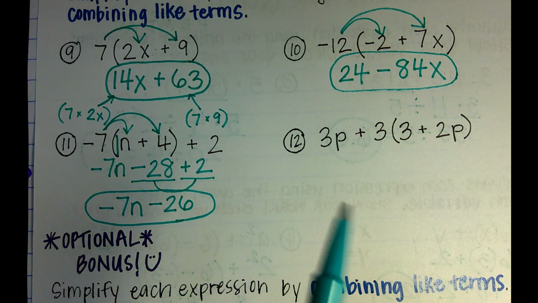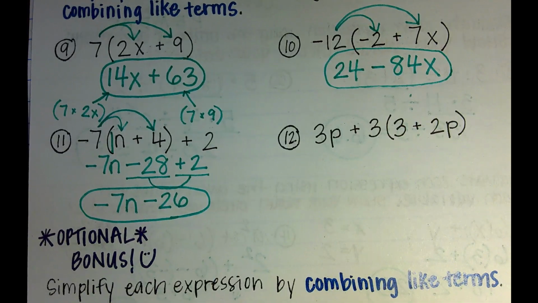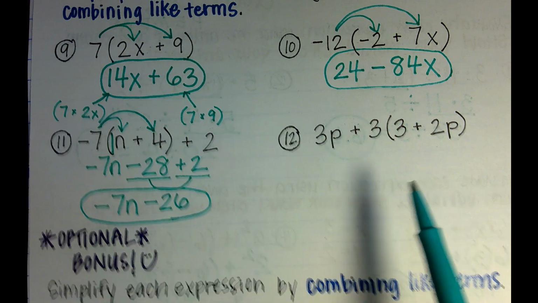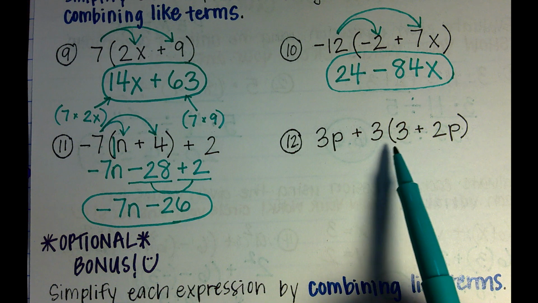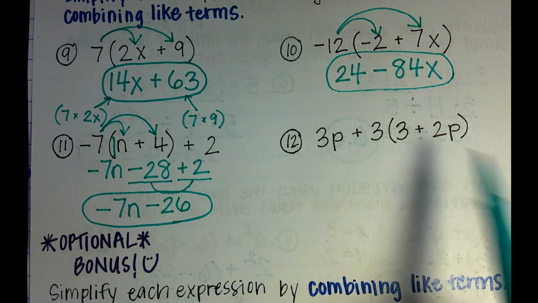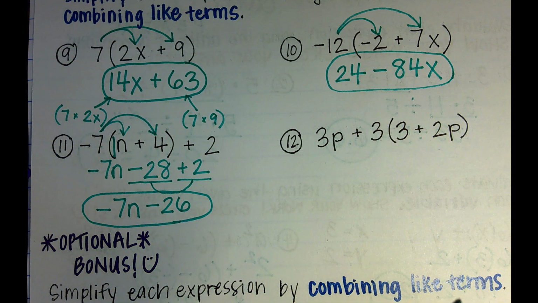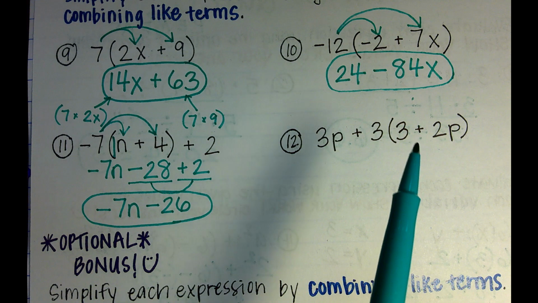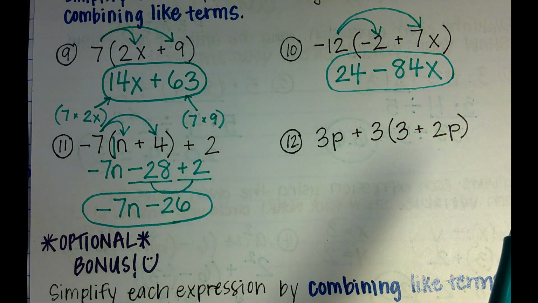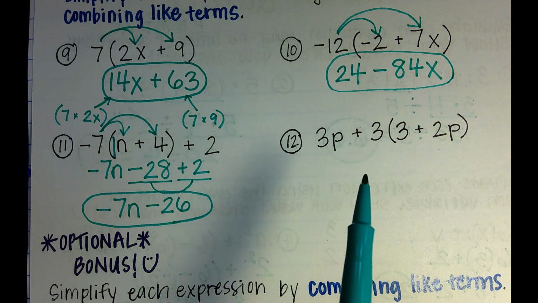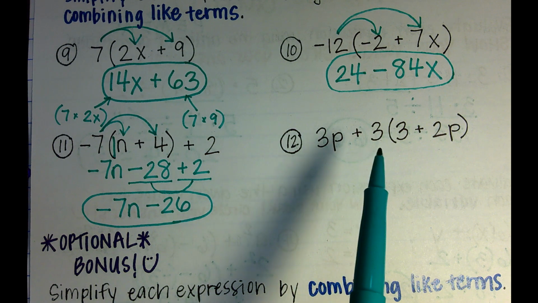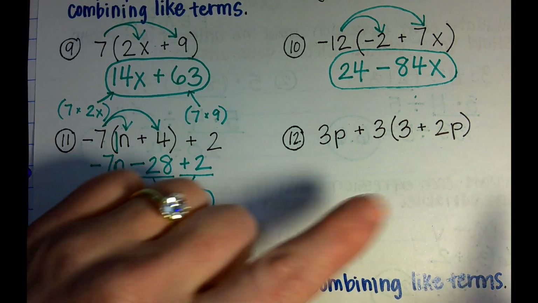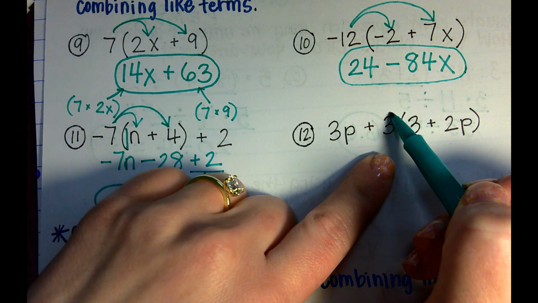Okay. All right. Let's look at number 12. This one's really tricky. 4p. I've got 3p plus 3 times 3 plus 2p. So you do 3p times 2p? No, you see, you make 3p plus 3 times 3 plus 2p.